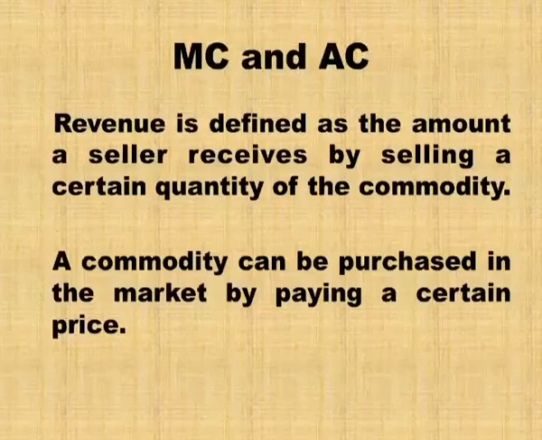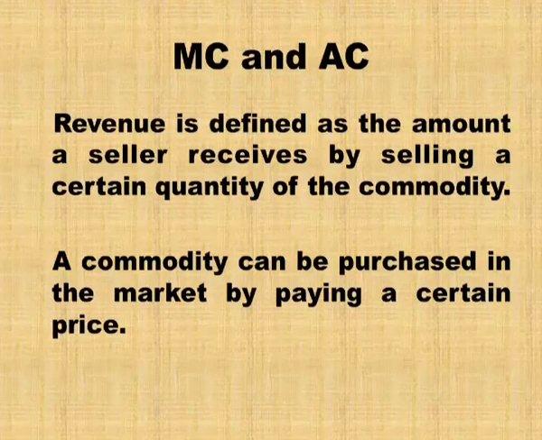Now, let us understand about revenue. Revenue is a producer's earnings. A discussion of cost is not complete if we do not talk about revenue. What is revenue? Revenue is the proceeds from sale of output that a producer receives. This sale of output depends upon the quantity of the commodity sold. So, revenue can be defined as the amount a person receives by selling a certain quantity of the commodity.